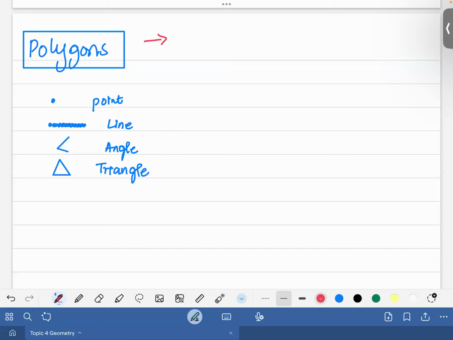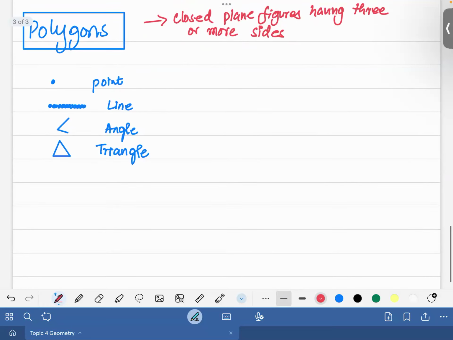Polygons are closed plane figures having three or more sides. Beta, it is better to write along with me, your notes will be made, and when you write, things become clearer. Polygons are closed plane figures having three or more sides. Because this chapter is very easy, try to understand it, you will love it.